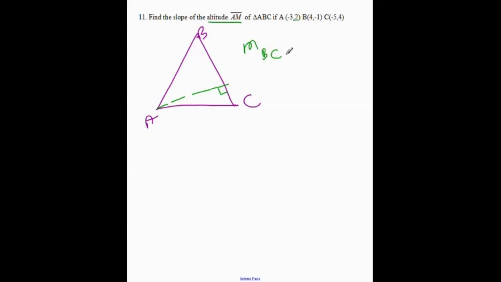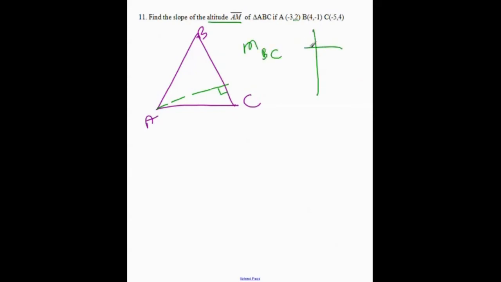Next, find the slope of the altitude. This is a very important problem. I need you to stop, pause, pay attention, try it, redo, check this problem out. So I'm going to draw my triangle ABC. And what I'm doing is I need to find AM, altitude AM. So it goes over here and forms a right angle. Now what we need is this slope so we can find the perpendicular slope. So we're going to find the slope of BC.